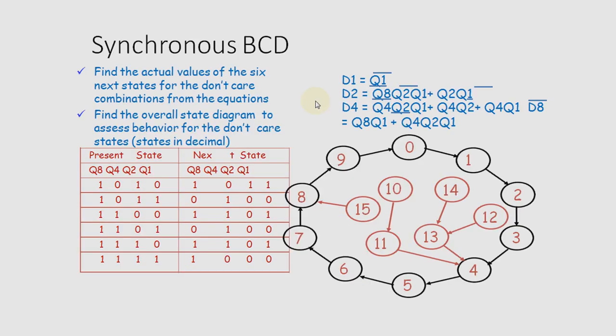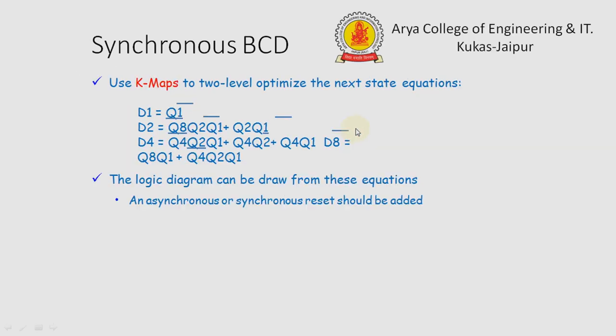So here is the ring diagram. Under the ring, these are the states which are don't care conditions. From the present state and next state of all these digits we make the K-map to solve it, and after the K-map we get these equations. From the K-map to two-level optimization, the next state equations are like these, and the logic diagram can be drawn from these equations, and an asynchronous or synchronous reset should be added there.